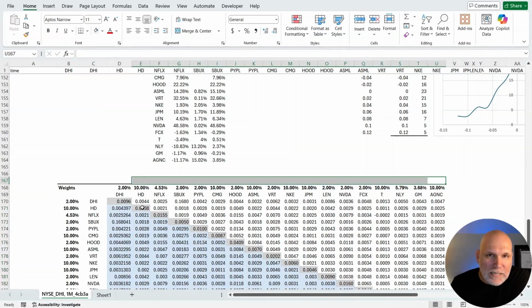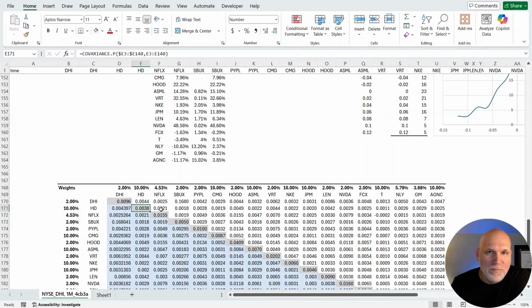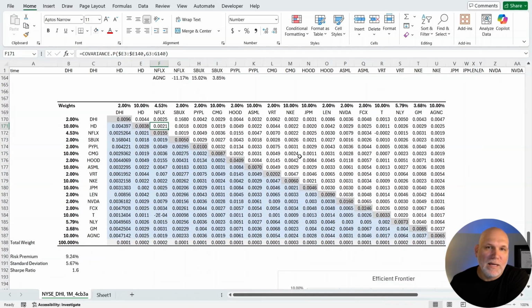I'm going to do that for each one of these, and then Home Depot, Netflix compared to Starbucks, Netflix compared to PayPal, Netflix compared to Chipotle, Netflix compared to Robinhood, and it just goes down the list. This is very time-consuming. You're just grabbing each one of these rows, sticking it down here, grab this row, stick it down here. And once you have that, then I put my stocks here, and then I grab a weight. I'm going to fill this in with weights, and they all need to equal 1.